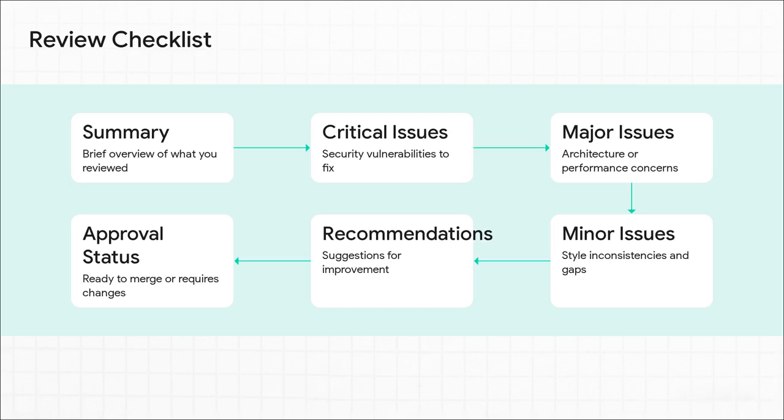Look at this exact 6-part checklist for a code reviewer. Summary, critical issues, major issues, minor issues, recommendations, and approval status. Ah, I see. It creates a mechanical stopping condition. The subagent knows its execution is officially complete the second it fills in step 6. It structurally cannot keep rambling and bleeding tokens.